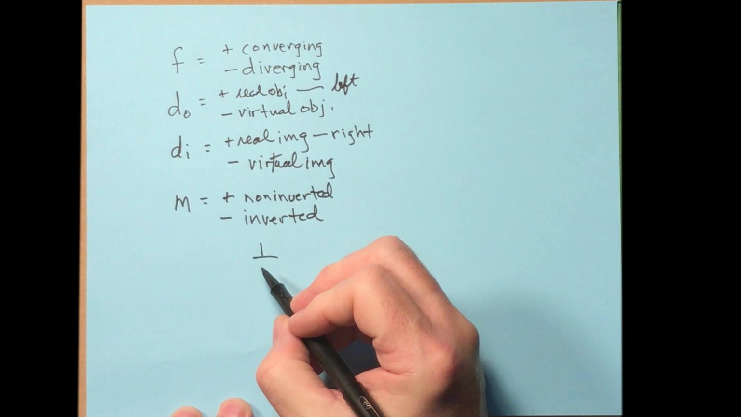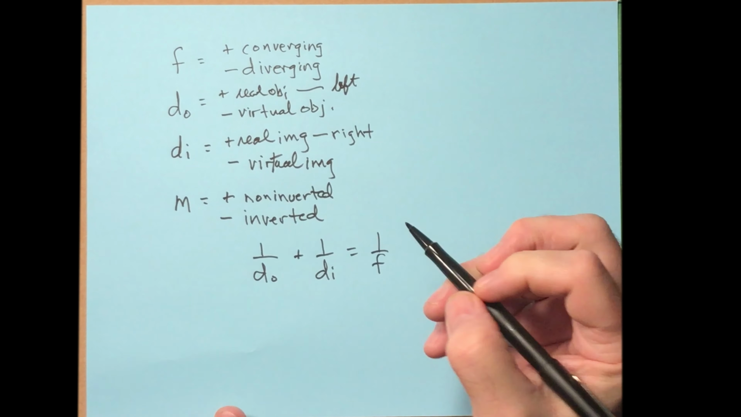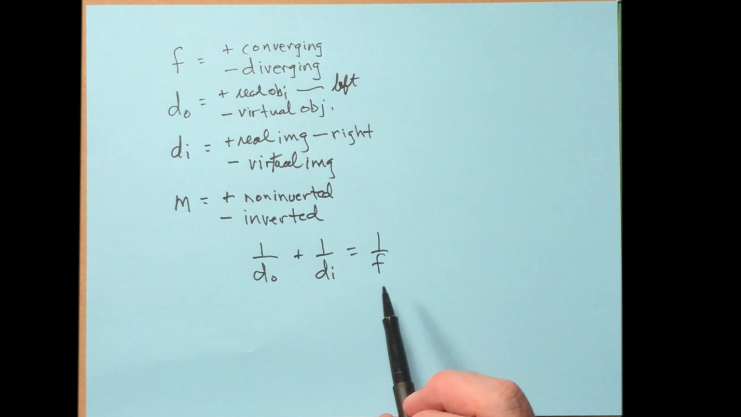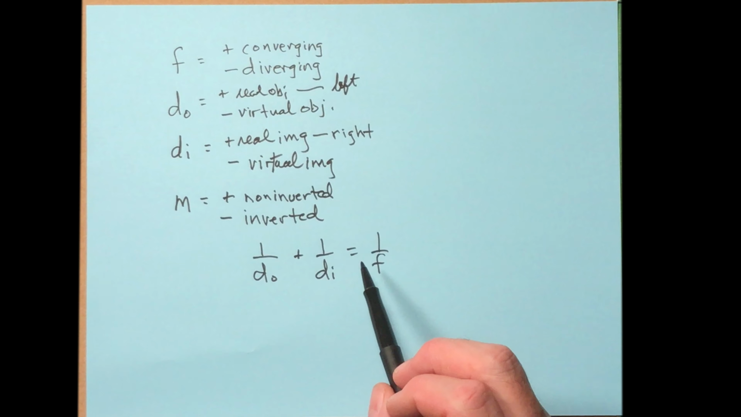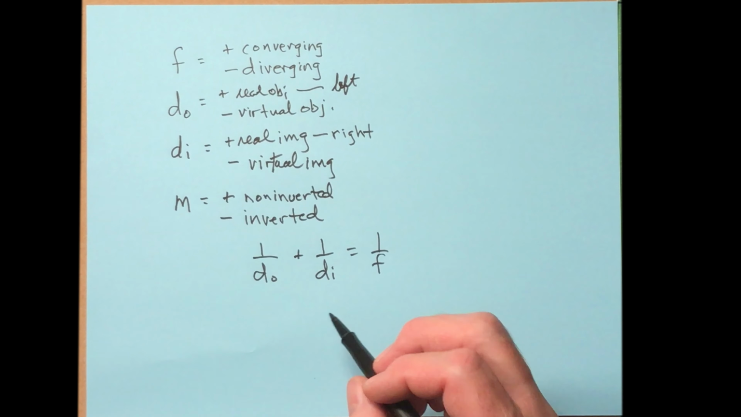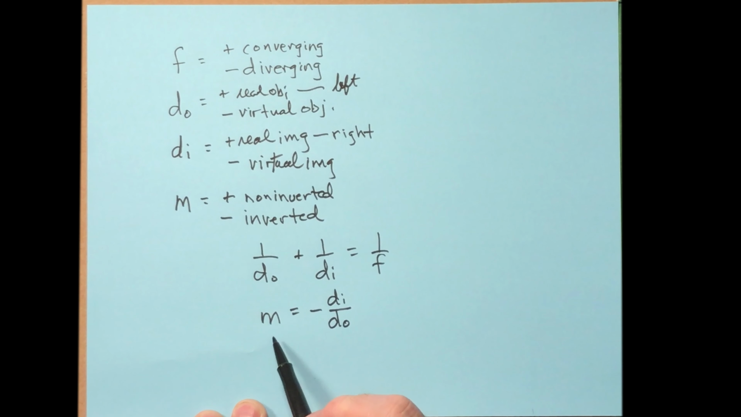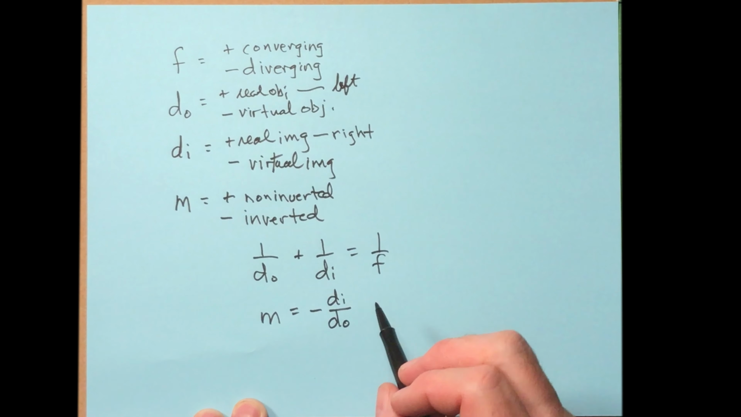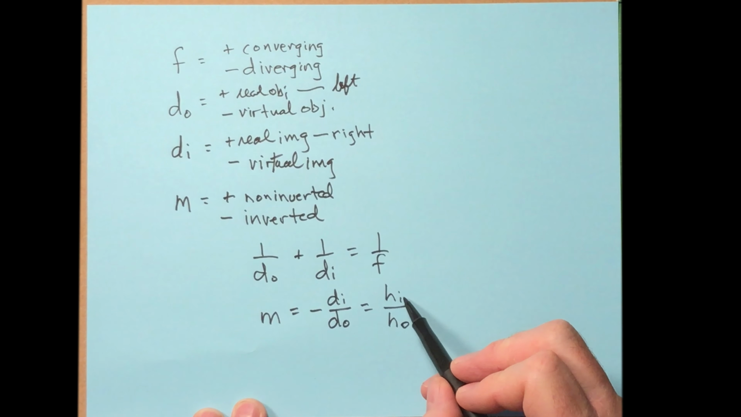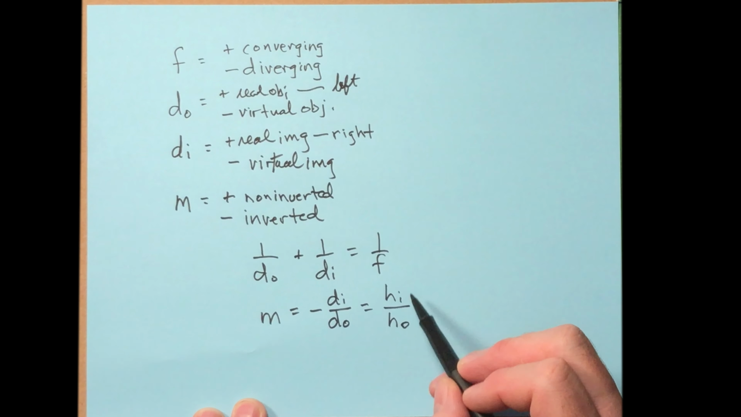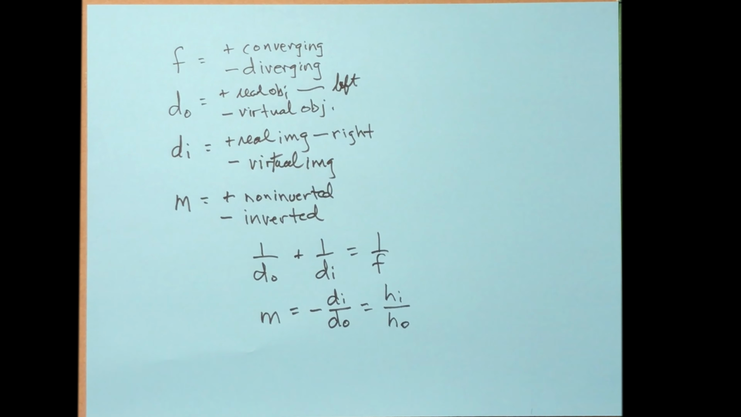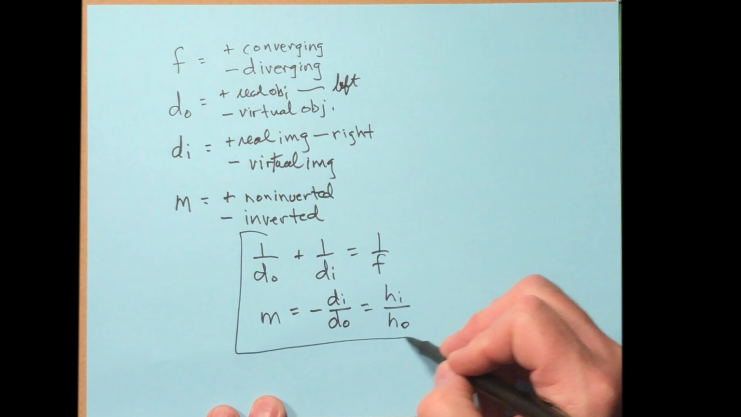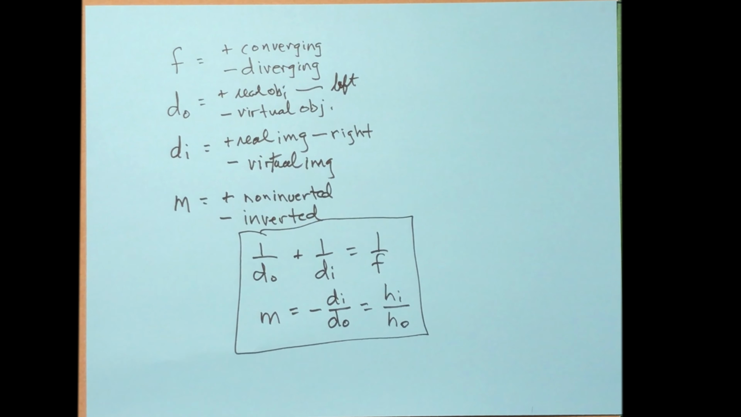So with this sign convention, we can talk about the lens equation, which turns out is also the mirror equation. It's handy that you just have one equation for both lenses and mirrors. So 1 over the object distance plus 1 over the image distance is equal to 1 over the focal length. And the magnification equation is also the same. And this stands for height of the image and height of the object. So this is the size comparison here. Okay, so with these equations, we're ready to solve a problem or two.